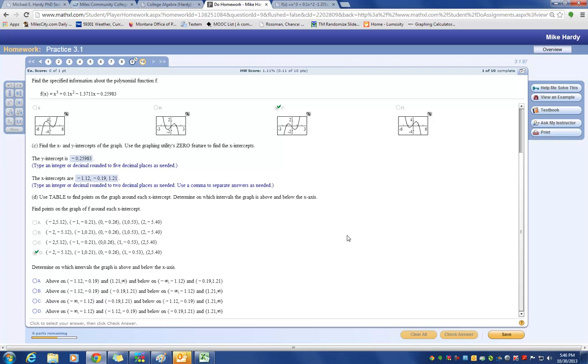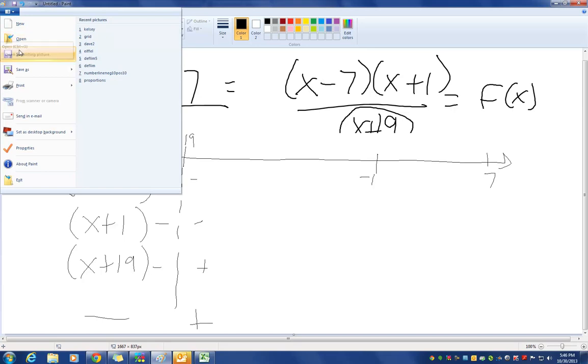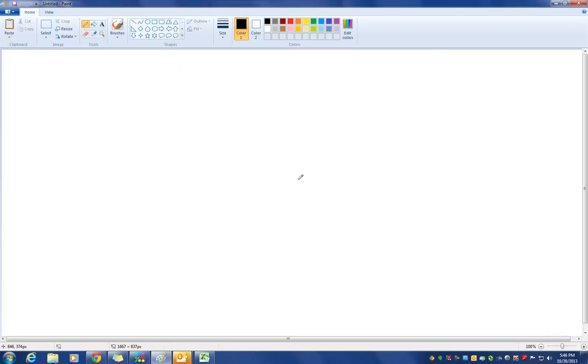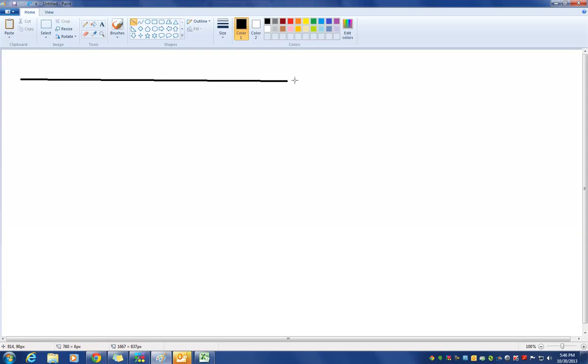And now we're going to try to determine on which intervals the graph is above or below the x-axis. And I kind of hate this. Let's see if we can get this onto a notepad here a little bit better, okay? So, what's been determined? Let's draw a number line here. Quick number line, okay? Oopsie, no. Try again. Quick number line. Here we go, okay? So I've got a number line.